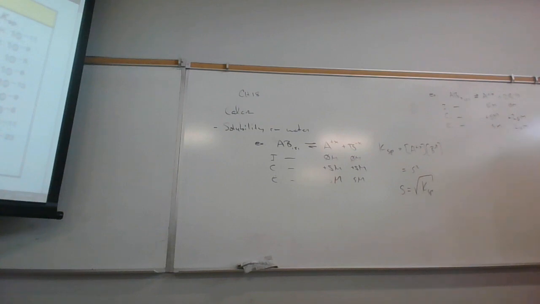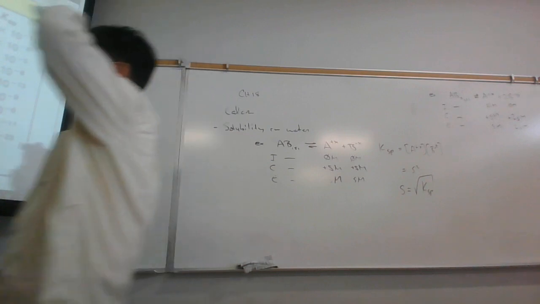Now, when we do the KSP expression, the KSP expression is going to be A plus X, B minus Y squared. And so this is going to equal S times 2S quantity squared, which is going to give us 4S cubed. And therefore, the solubility here is going to equal KSP divided by 4. And what we're going to do is take the cube root of that, or just the 1/3 power.